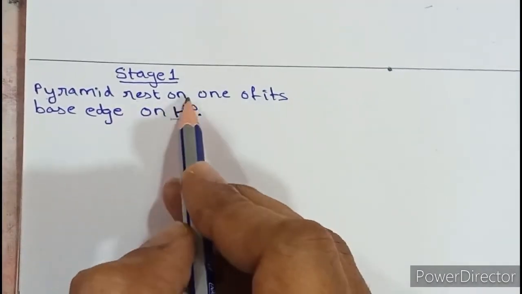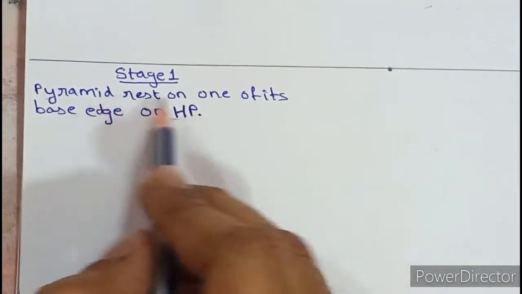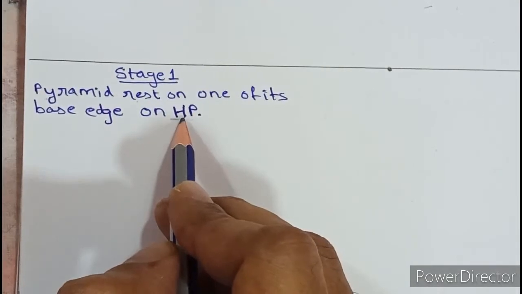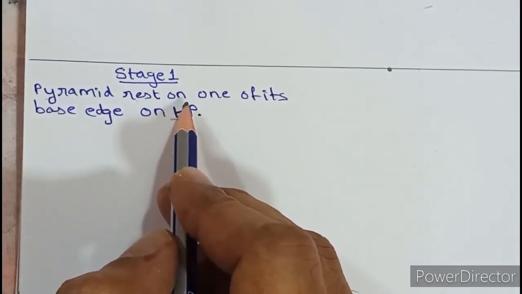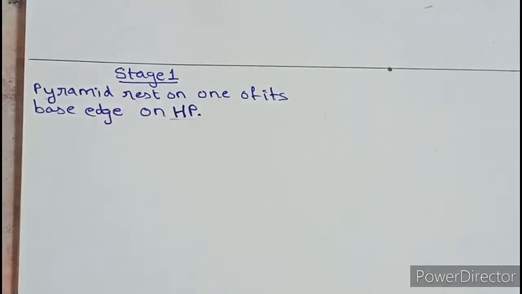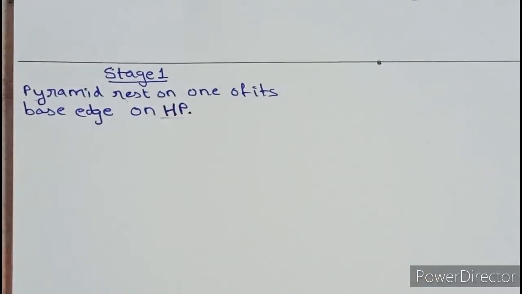Suppose here it was VP. Then you have to visualize that the pyramid rests on its base edge on VP. So the base is kept on VP. Anything kept on VP is like a wall clock, and that can be seen from the front view. Okay, so let us discuss this further.